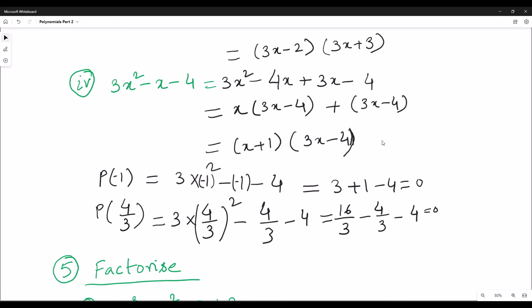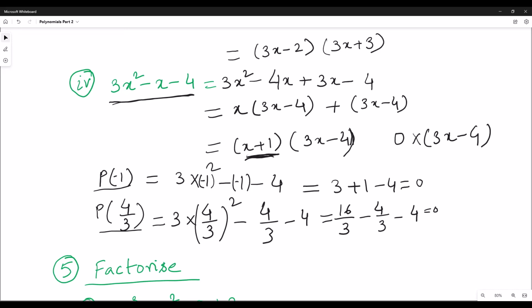And if you have factorized this, it means that for x equals minus 1, this polynomial is 0. Because if you put x equals minus 1 here, it becomes 0 multiplied by 3x minus 4, and 0 multiplied by any number is 0. Or for x equals 4 by 3, this has to be 0. So p of minus 1 is 0 and p of 4 by 3 is 0. So we have factorized it with the splitting the middle term method.